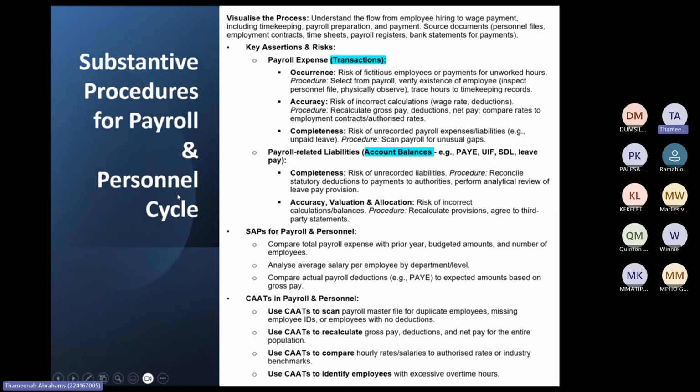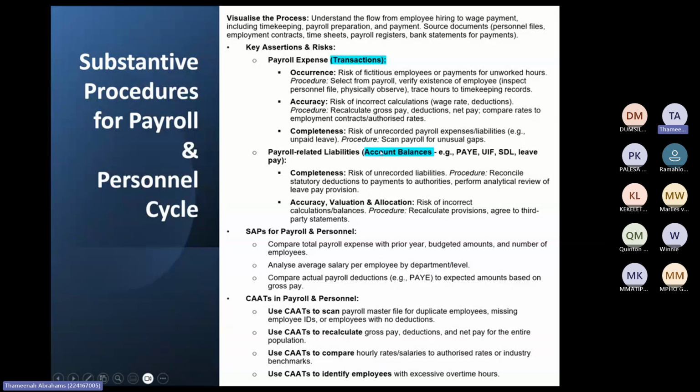And then of course, completeness is about unrecorded payroll expenses or liabilities, meaning they didn't record all the payroll. When do you have a liability for payroll? When do you think you'll have an account balance? It is usually at year end. As an employee, you usually accumulate leave, right? So at year end, for example, if I have 10 days leave at the financial year end as an employee, that should be seen as a provision for leave. And that's in the statement of financial position.